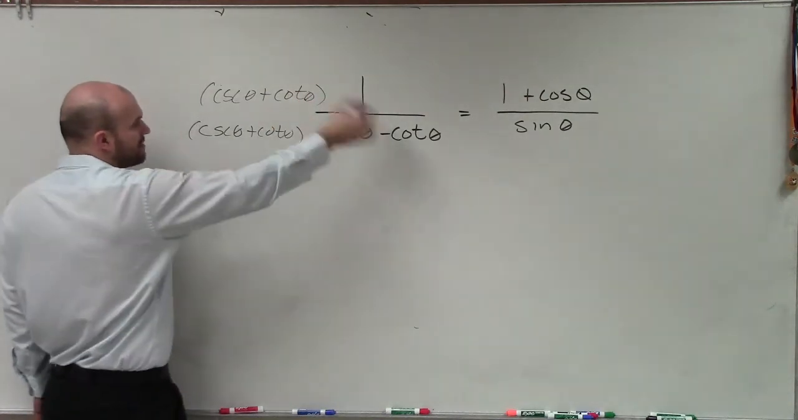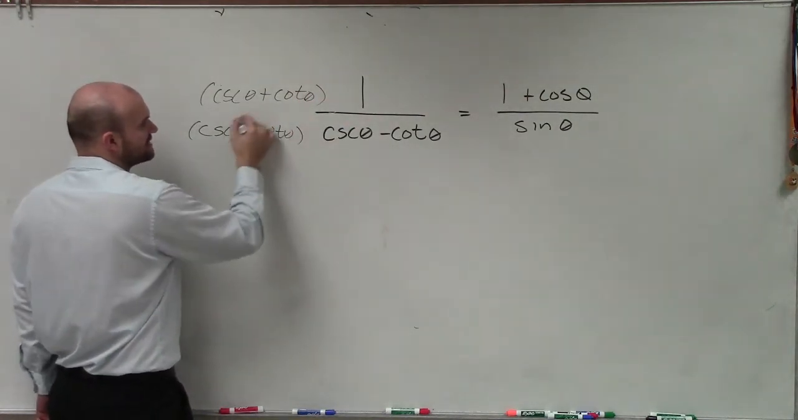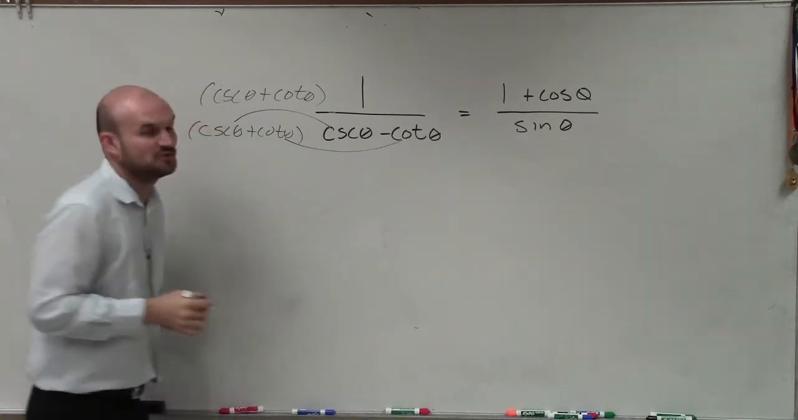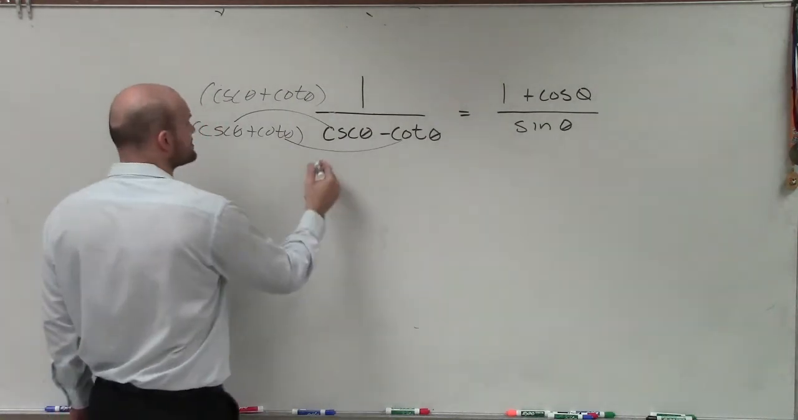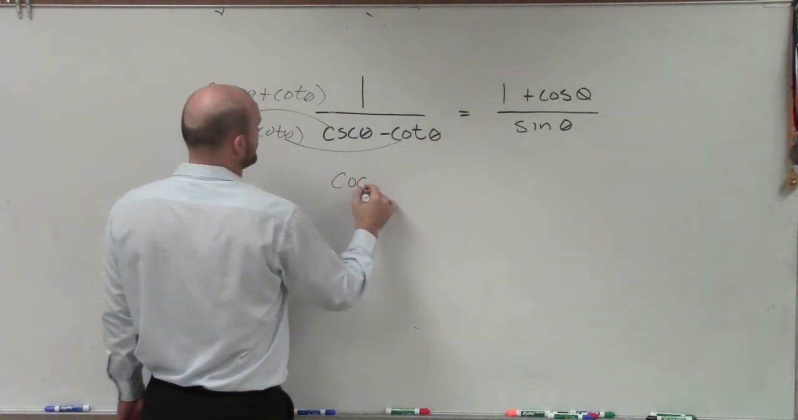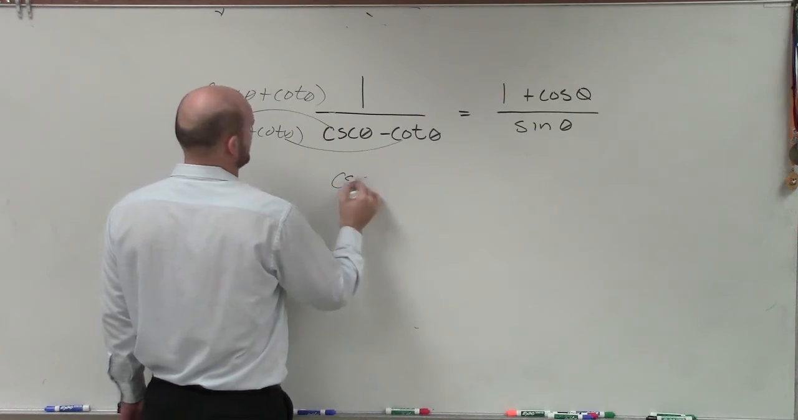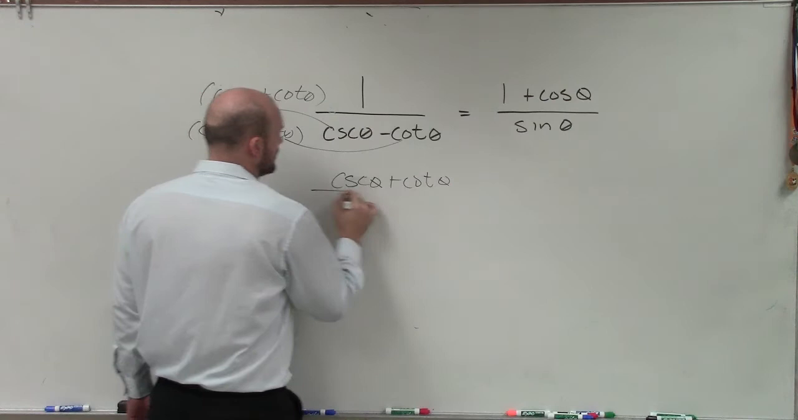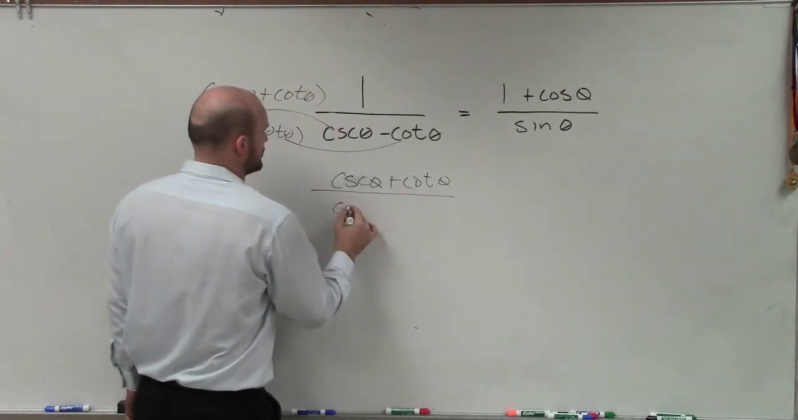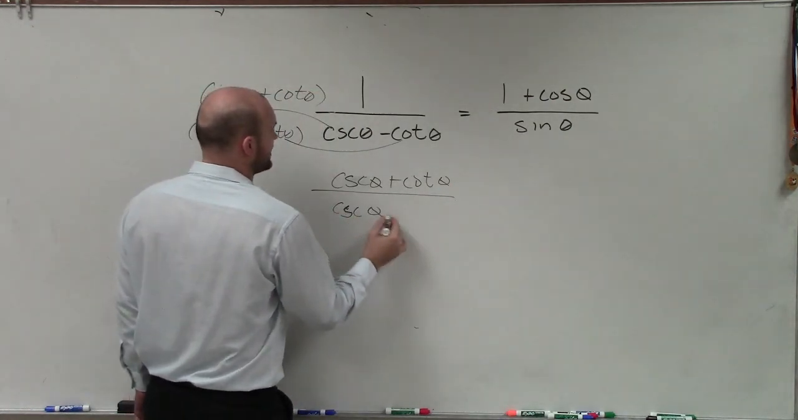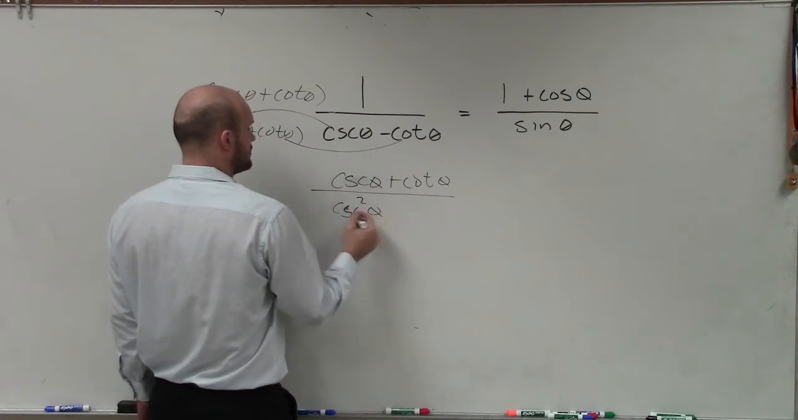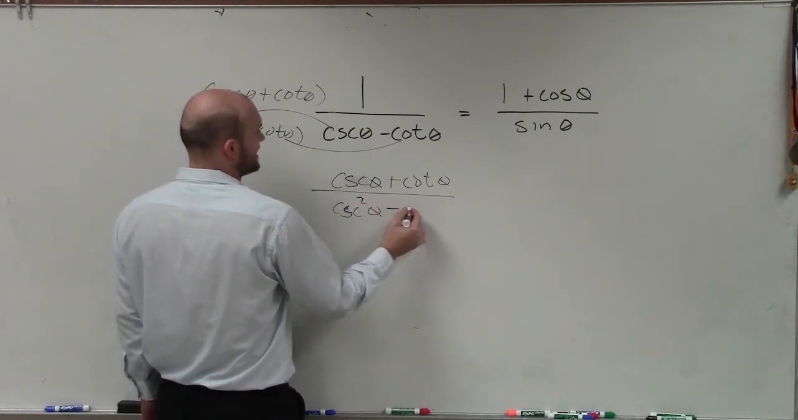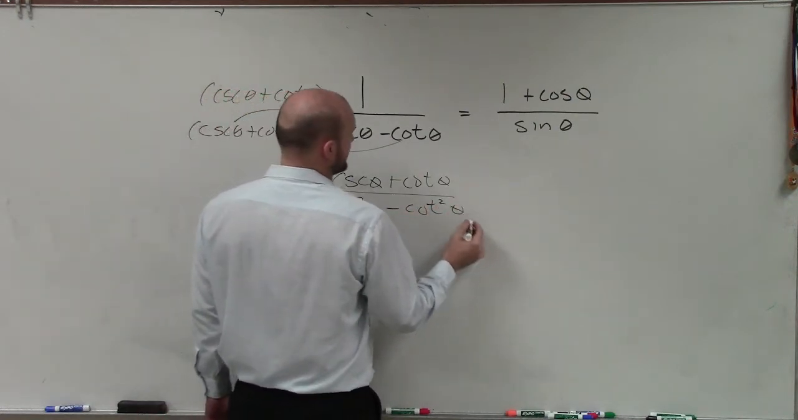All right. Now when I multiply this across, this is obviously a difference of two squares, so I only need to multiply my first two terms and the last two terms. So therefore, now I'm left with cosecant of theta plus cotangent of theta, all divided by cosecant squared of theta minus cotangent squared of theta.